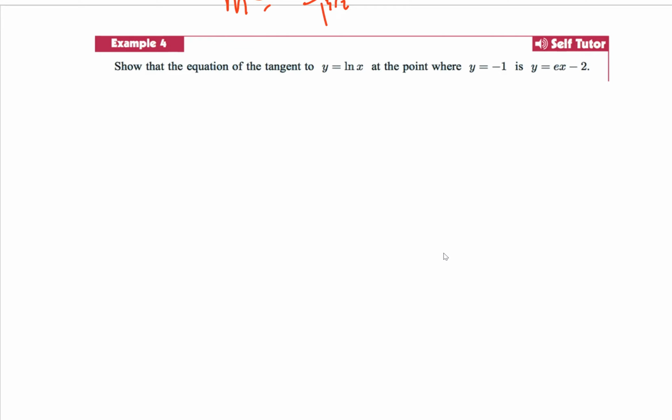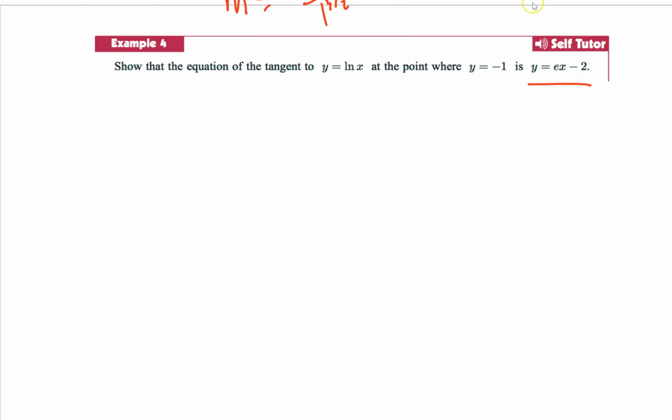So look at here. The equation of a tangent line to y equals natural log x at the point where y equals negative 1 is this. Right, so this is a classic IB "show that" problem. They give you the answer. They just want you to show how you do it. So remember, you cannot use this. They're just letting you know, hey, that's the answer.